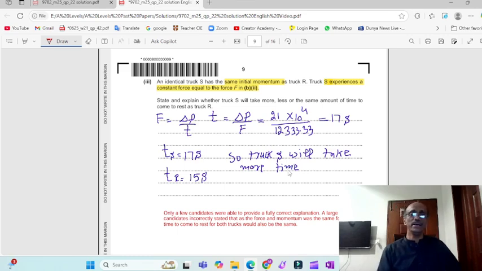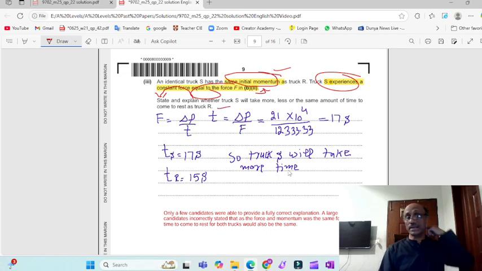Then the next question: an identical truck S has the same initial momentum as truck R. Now this is the data which I will extract from the statement, and S will experience the same constant force which I have calculated in B2. He has mentioned the clue of the values which we have to use. State and explain. So first I will explain, then I will state whether the truck S will take more time, less time, or the same amount of time in order to come to rest as truck R.